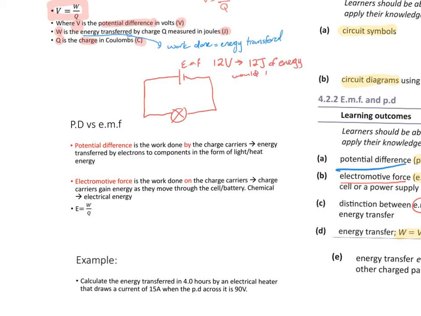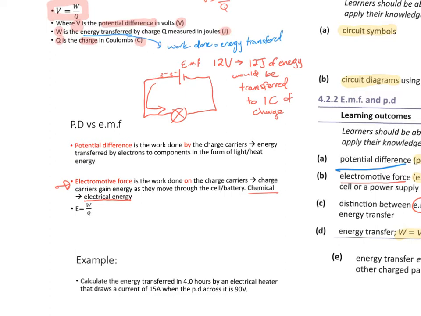So for example, if the EMF was 12 volts, that means that 12 joules of energy would be transferred to 1 coulomb of charge. So we have the electrons, 1 coulomb worth of electrons, getting 12 joules, and they transfer that energy to the light bulb. So in the EMF, we have chemical energy being transferred to electrical energy.